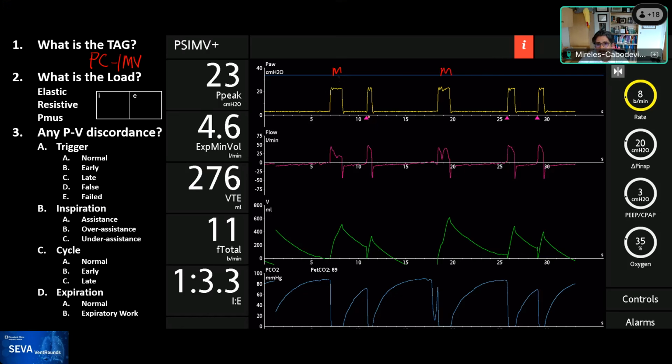Then you have these three other breaths that are triggered by the patient, and you know that because of the little triangle. And you can see that they are cycling at different inspiratory times. That makes it easier for us to know that these are spontaneous. So these three breaths are definitely spontaneous. So: mandatory, spontaneous, mandatory, spontaneous, spontaneous. And that helps you know that this is IMV.